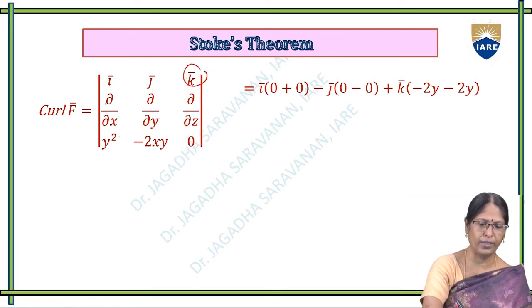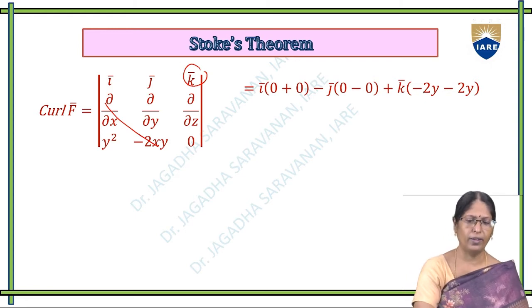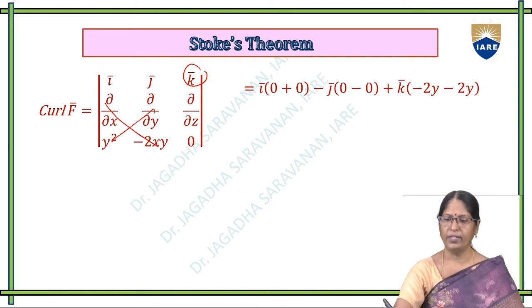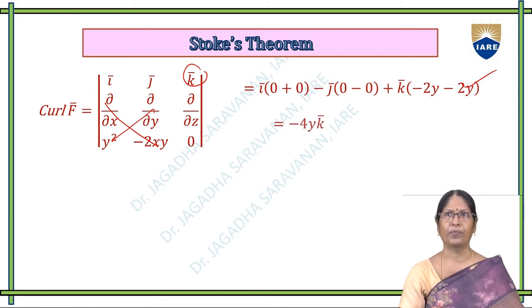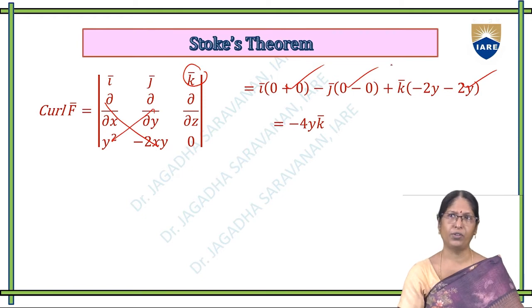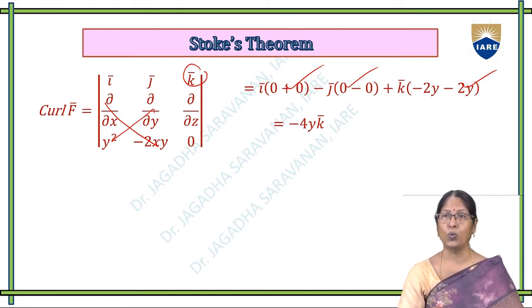This we are focusing. This we have done. That is minus 2y. This we have to do: y square, that is 2y. But in the formula itself minus is there, so minus 2i. So completely this i and j, they are vanished. So minus 2y, minus 2y, minus 4yk.